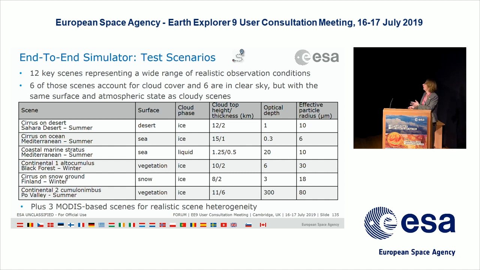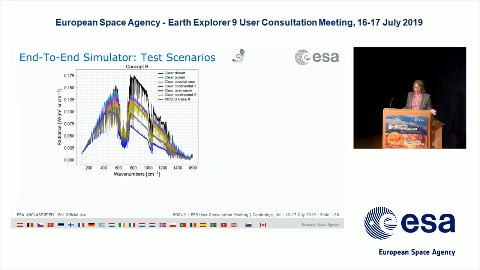And we looked at these 3 MODIS-based data scenes that were shown earlier in the scene generator. If you put that through the end-to-end simulator, you get these radiances here. So this shows the range of what we get in the level 1. These are all the clear cases, so the 6 clear cases plus the 1 clear MODIS.